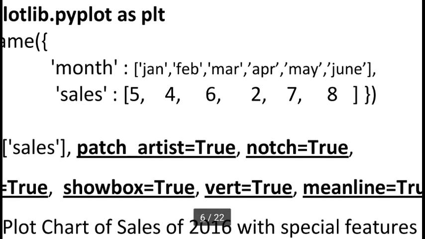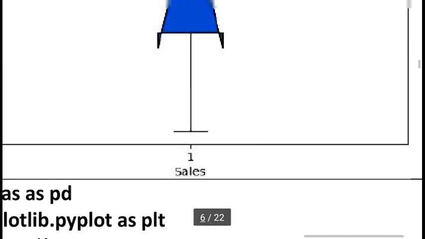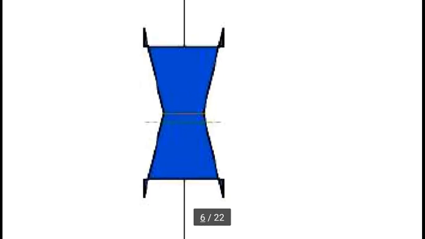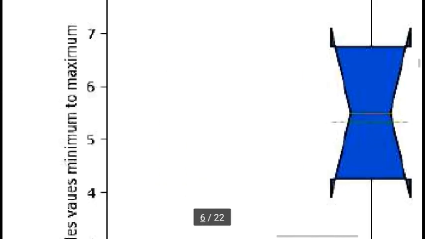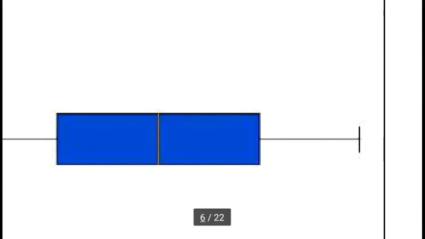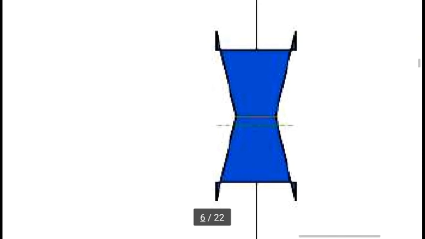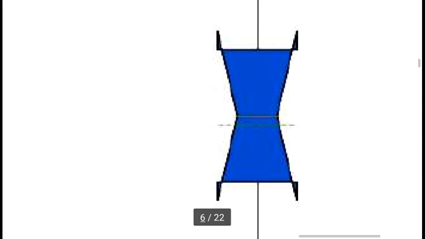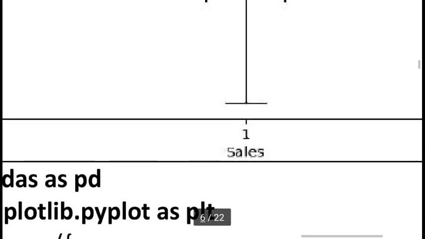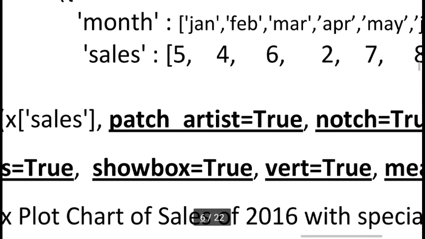Notch is equal to true. So notch is equal to true means this box is in the form of a notch, not in rectangle shape. Earlier this was a perfect rectangle shape, but when you use notch is equal to true, it will convert into this form, the notch form. Okay, not in rectangle shape.